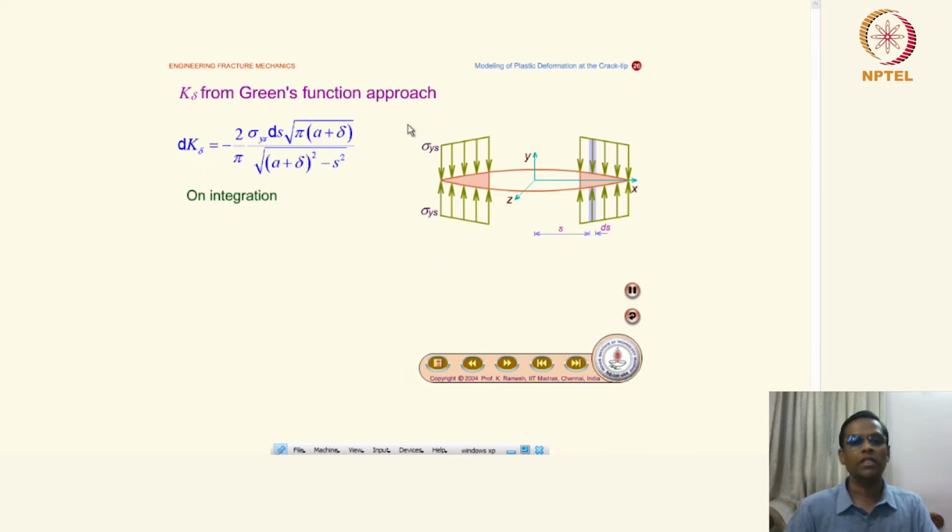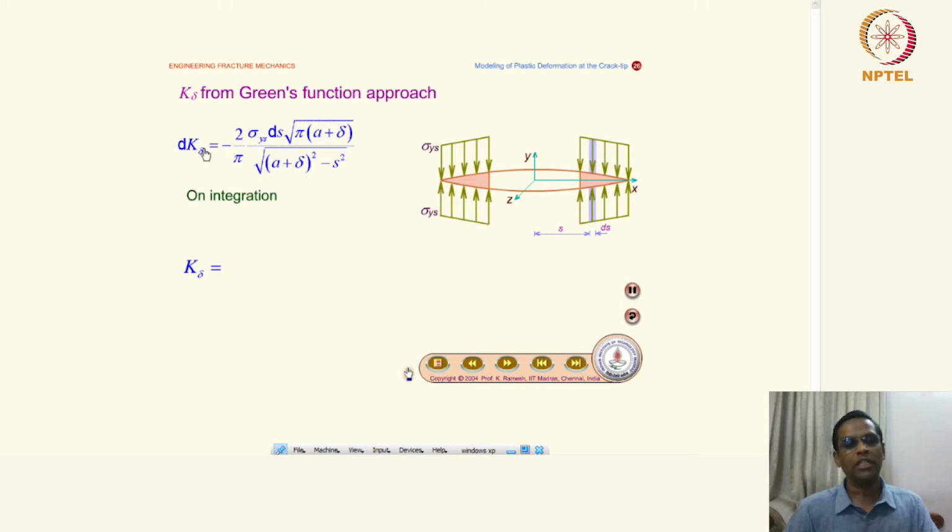The Green's function here is basically the incremental crack growth in the plastic zone, considered as ds, and this portion is taken as s, and then dKδ is given by this expression. This expression is for the incremental growth ds. So if you integrate over the entire length, then you will get Kδ. That is the idea.